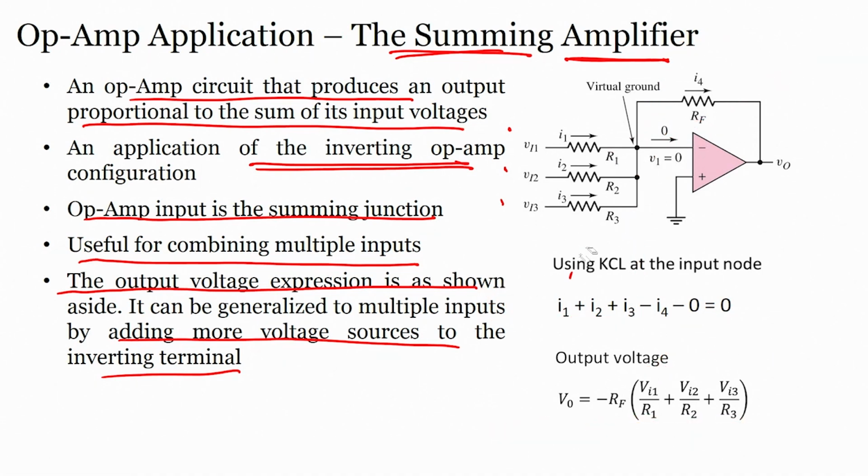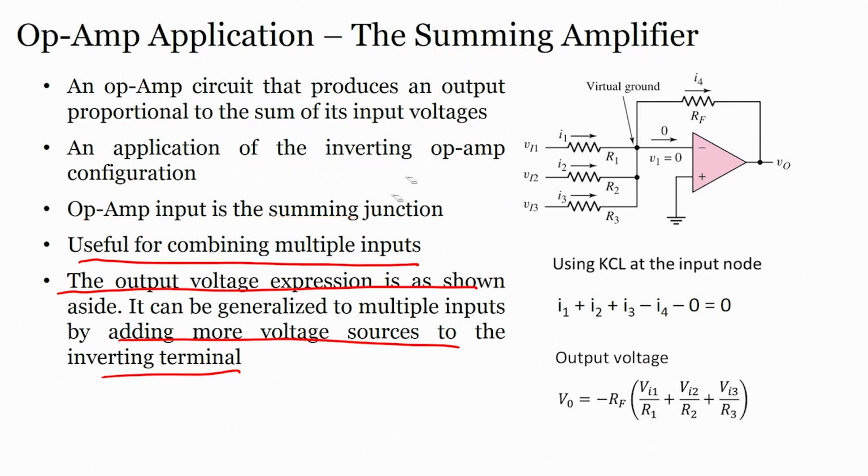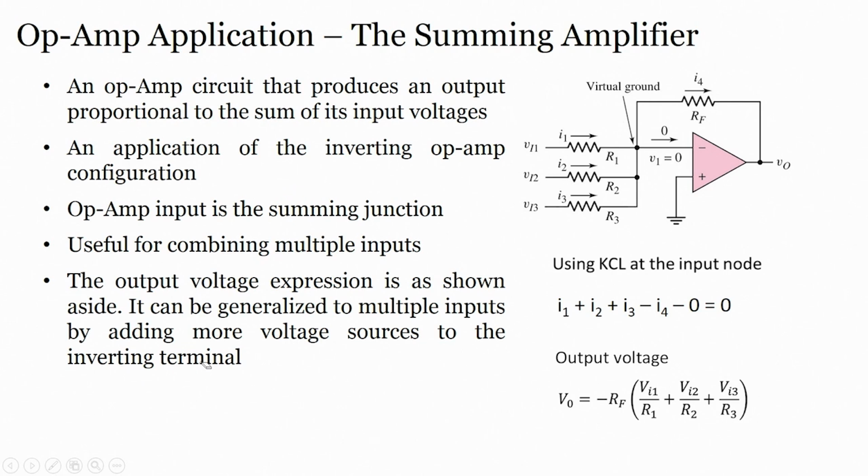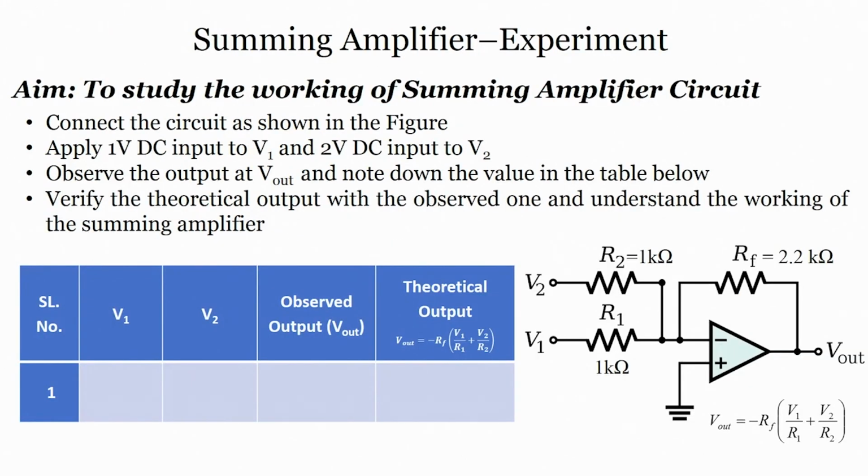Let us see in an experiment how we can use this summer, and how we can understand the changes when we apply input signals and how the output signal would be obtained using the oscilloscope. For performing the summing operation, we have taken an example of 2 voltages. In the last slide we saw 3 voltages, here we have taken 2 voltages.